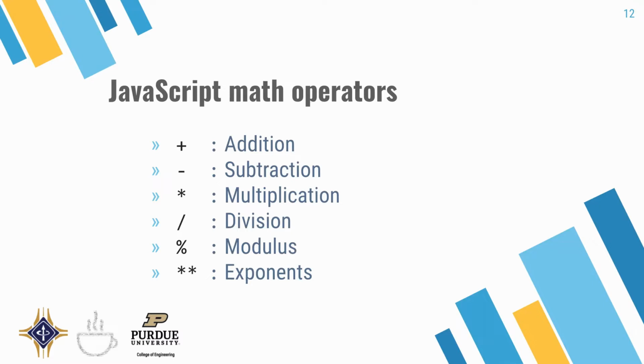And then 2 asterisks, that's just for exponents. So, for example, if you wanted to raise 3 to the 3rd power, you can write 3 asterisk asterisk 3. Pretty straightforward logic. Modulus probably is least familiar for most of you, so just take that into mind. Very useful.